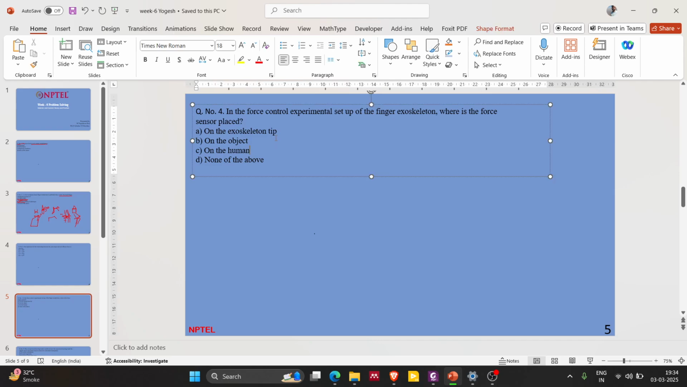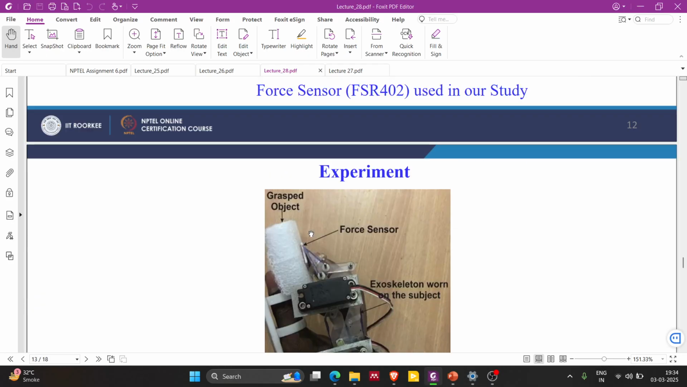So in the force sensor setup, where is the force sensor placed? On the exoskeleton tip, on the object, or on the human? What do you think? While looking at that picture, where should we place it?